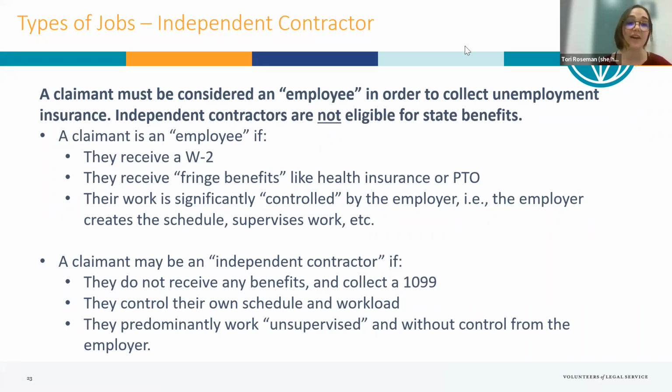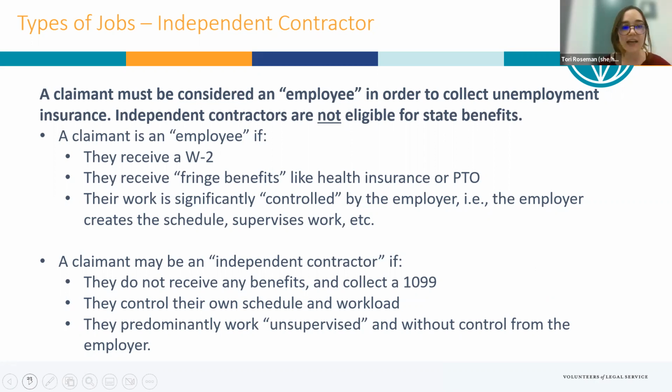The Department of Labor does have pretty detailed information on their website about what they consider to be the difference between an independent contractor and a W-2 employee. But some really simple ways to tell, and some things that we've noticed in hearings that come up are, if a claimant receives a W-2, if they get fringe benefits like PTO, sick time, health benefits, health insurance, or if their work is significantly controlled by the employer, like the employer creates your schedule, they supervise your work, the claimant is likely an employee.